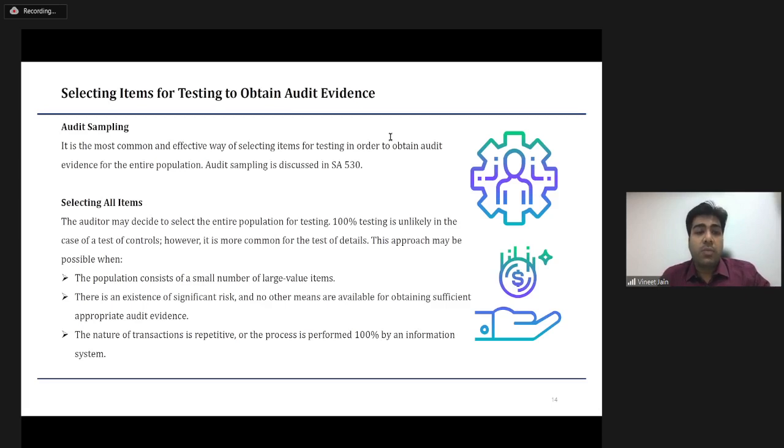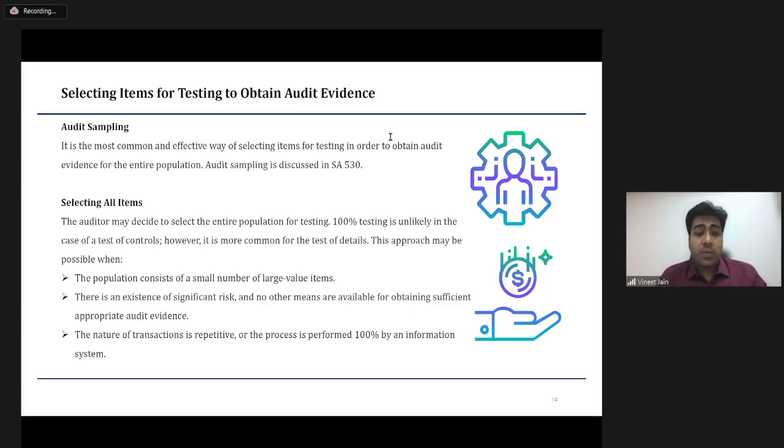this kind of situation may be only possible when the population consists of a small number of large value items, that there are high value items appearing in the financial statements, but the volume of those items is very small. Or if the auditor is of the opinion that a huge significant risk is in existence, and there is no other way than selecting all the items for obtaining sufficient appropriate audit evidence, then in that situation the auditor may select all the items and obtain sufficient appropriate audit evidence.